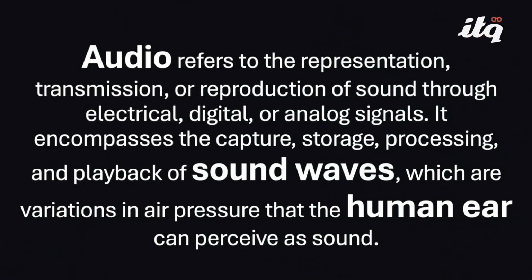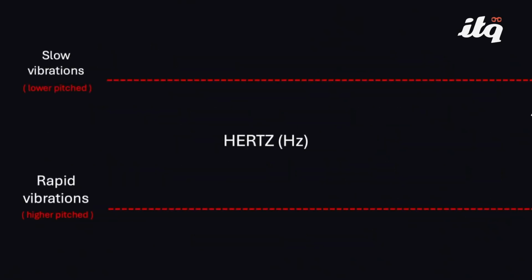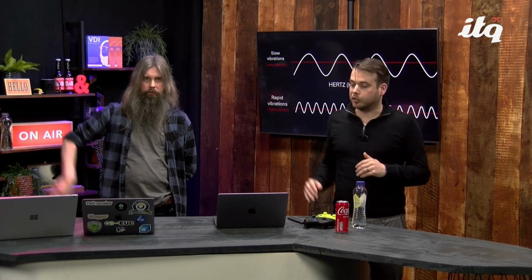Audio is quite complex, but in general, it's basically sound waves, which are received by your ears, and that is producing sound. You have animations for that. It's displayed in hertz. You have the slow vibrations for a lower pitch, the rapid vibrations for a higher pitch. And this is basically how sound works. And this is one cycle. So sound is also dependent on age.